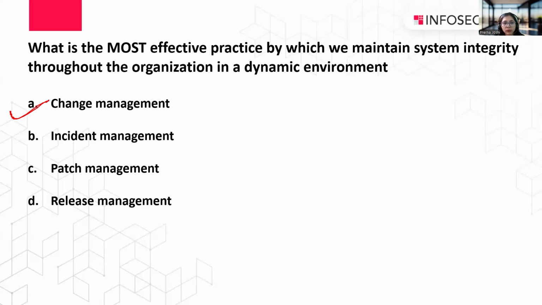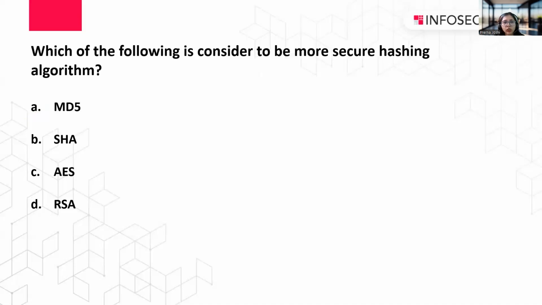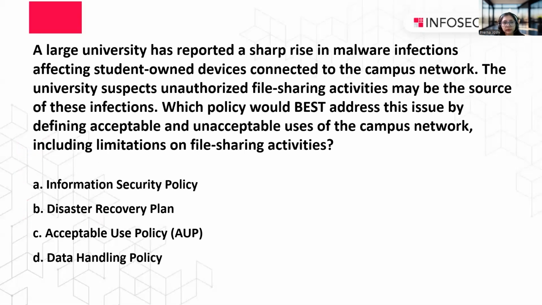Now let's move to next question, and it is talking about which of the following is considered to be more secure hashing algorithm. So when you see the option C and D is cut because these are the algorithm for encryption, right? AES, RSA, these are encryption algorithm. We are left with MD5 and SHA. So among these two, SHA is the one which is more secure, right? SHA is secure hash algorithm and it is more secure compared to MD5. So the correct answer is option B here. Now let's move to next question.